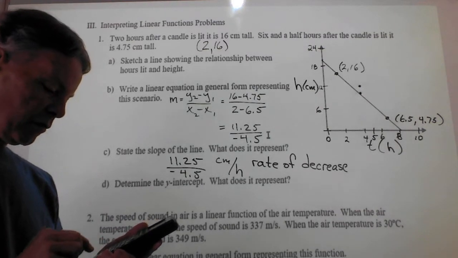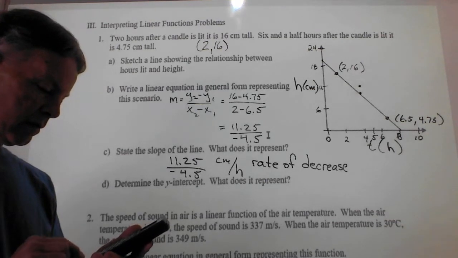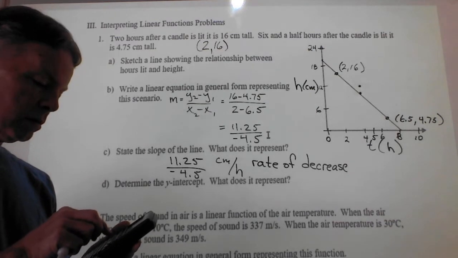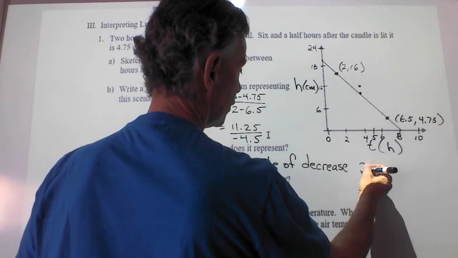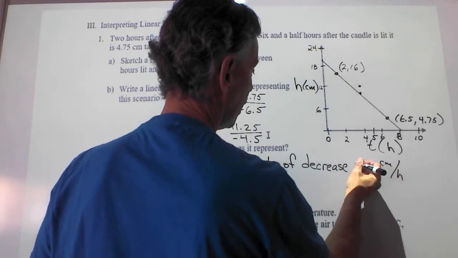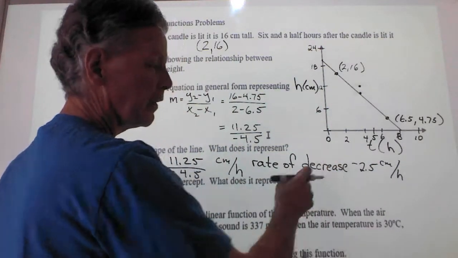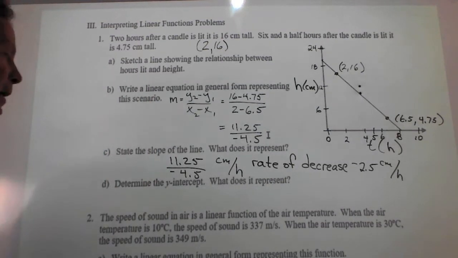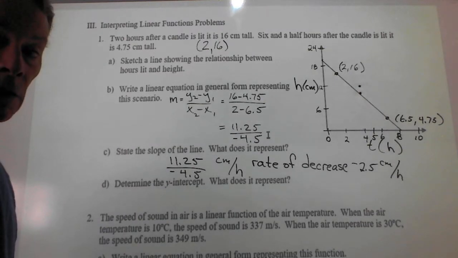Okay? Let's just see if we can simplify that fraction at all. So 11.25 over 4.5 simplifies fairly nicely to 2.5 centimeters per hour. And because our slope is negative, that's what tells us we're dealing with a decrease, something that's getting smaller. Okay? Determine the y-intercept. What does it represent?